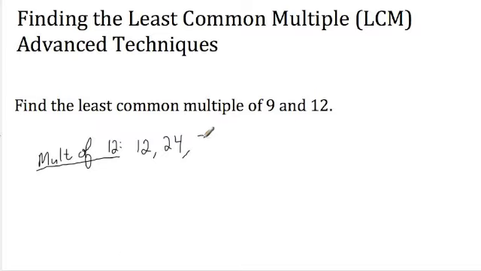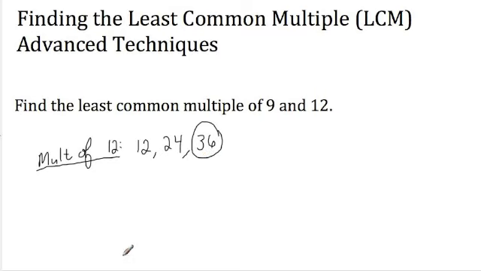12 times 3 is 36. Is 36 a multiple of 9? Is there a number you can multiply 9 by to get 36? The answer is yes. 4 times 9 is 36. This means that 36 is a multiple of both 9 and 12, so it is the least common multiple of 9 and 12.